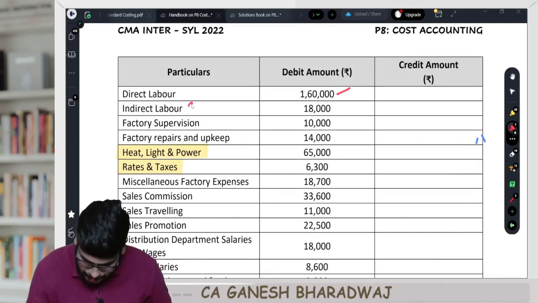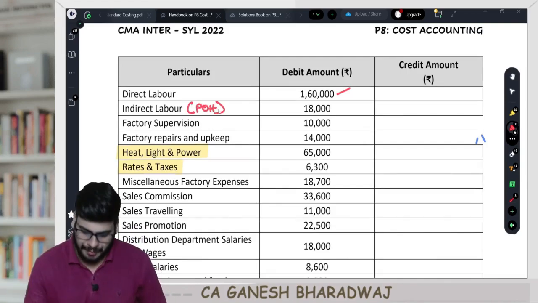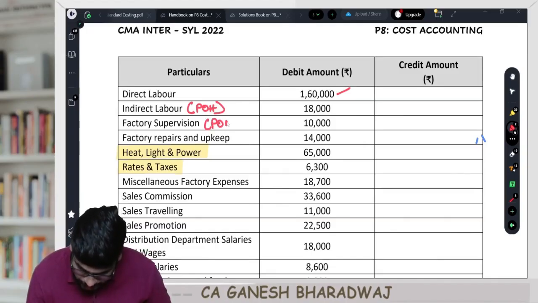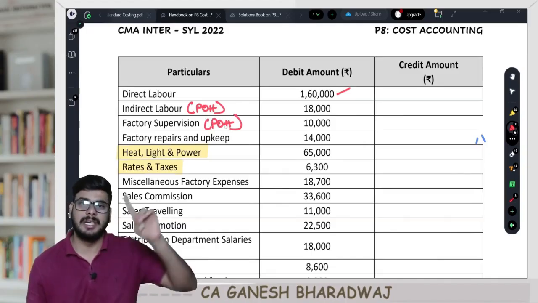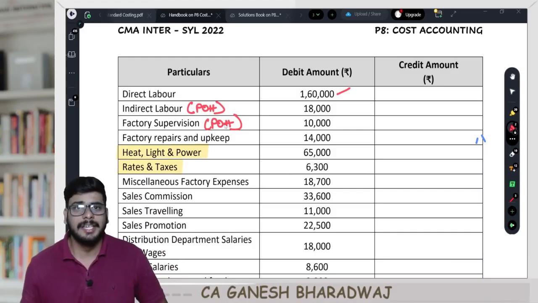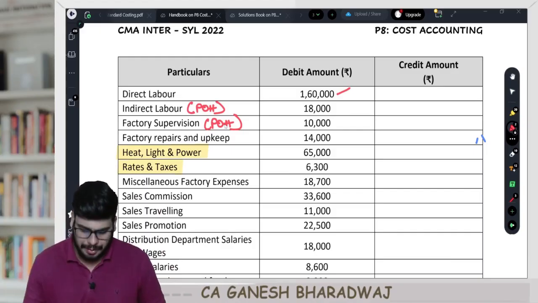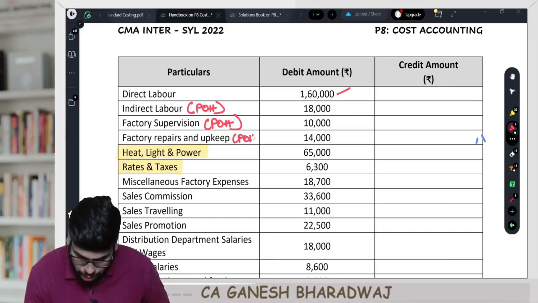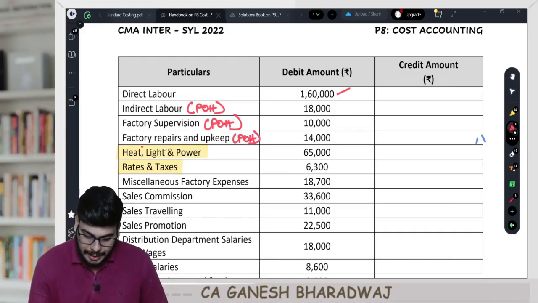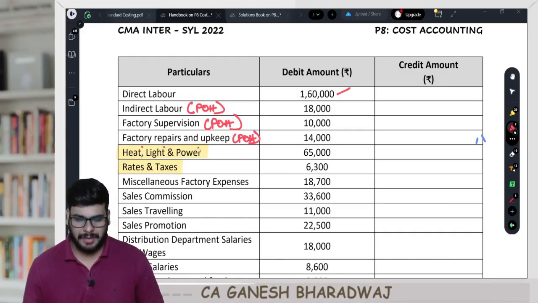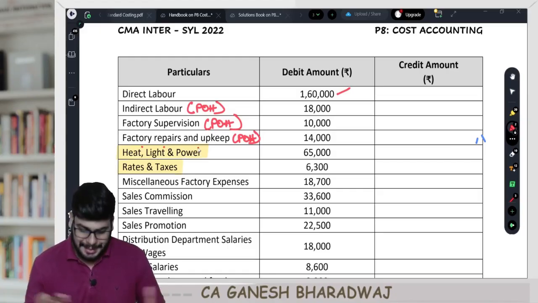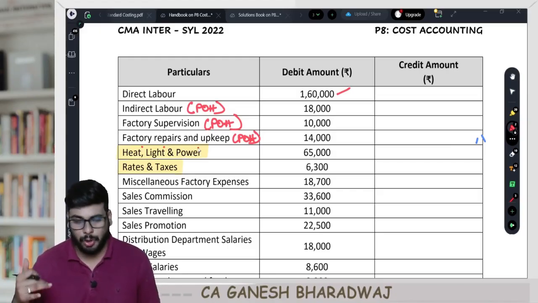Next, direct labor, separate line item. Indirect labor, this comes under what? Production overheads. Clear with this? Factory supervisor, once again production overheads. Factory repairs and upkeep, is it direct or indirect? Indirect. Where is it incurred? Factory they have given, so this is also POH, production overheads, right? Heat, light and power, 65,000 rupees. Now where is it incurred? Now they have given one note, we will read it.